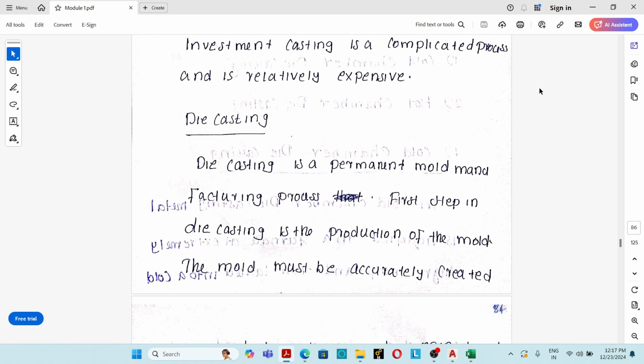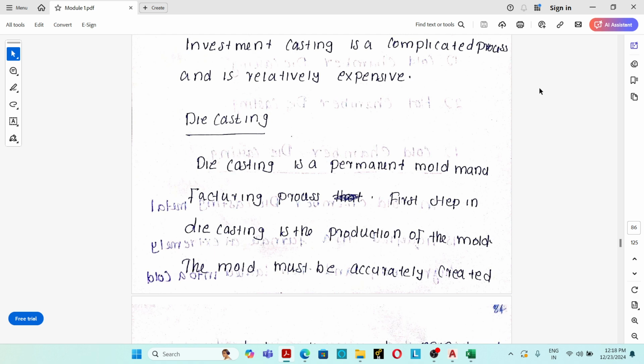Die casting process is considered a permanent metal mold casting process. Entire casting processes are classified into two types: expendable mold casting process and permanent mold casting process. In expendable mold casting, after the casting has solidified, the entire mold is destroyed and the casting is taken outside. There is a separate mold for each individual casting. In permanent mold casting, there is a permanent metal mold which is used for producing thousands of products.